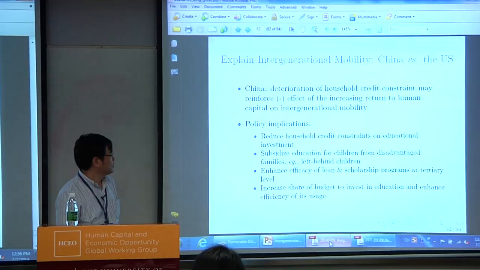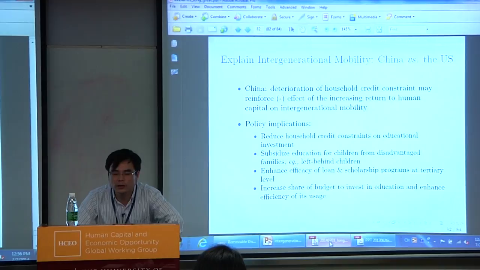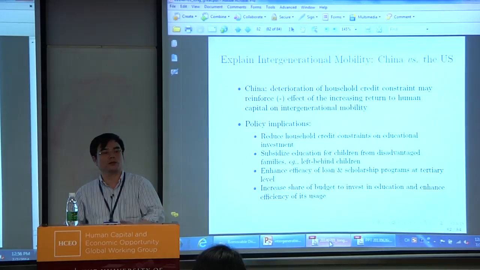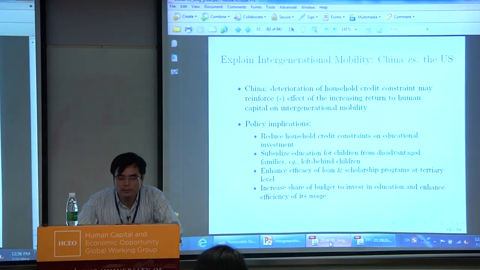In China, the increase in the cost of education is faster than the increase in household income for poor families. Therefore, China deteriorates in terms of credit constraints, and that may reinforce the effect of increasing education, because the rich benefit more. The rich can send their kids to MIT, Harvard, anywhere. The poor kids, where do they go? They cannot go to university. So you can see the gap can grow. There are some policy implications, and you can always think about policy implications.